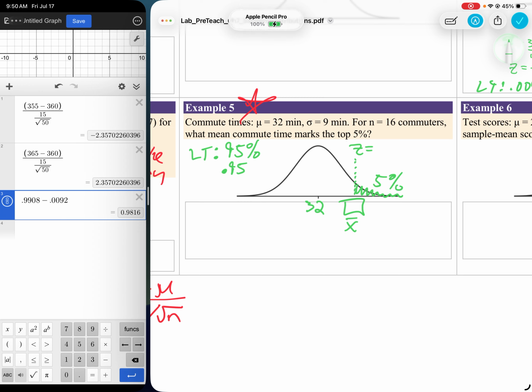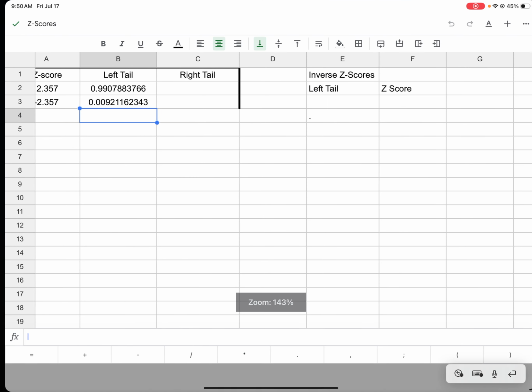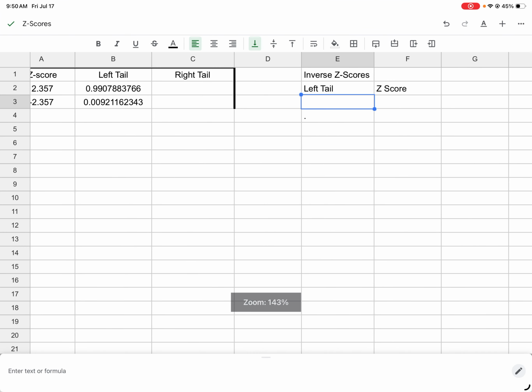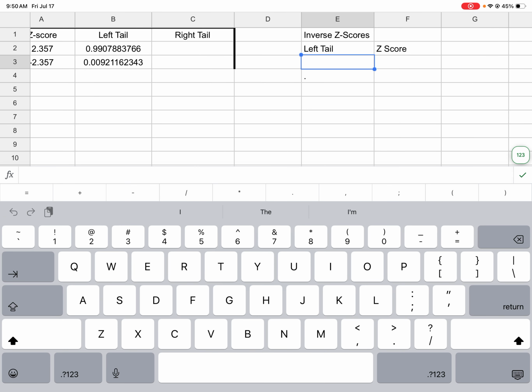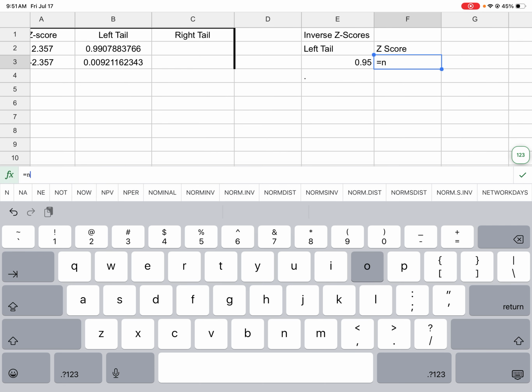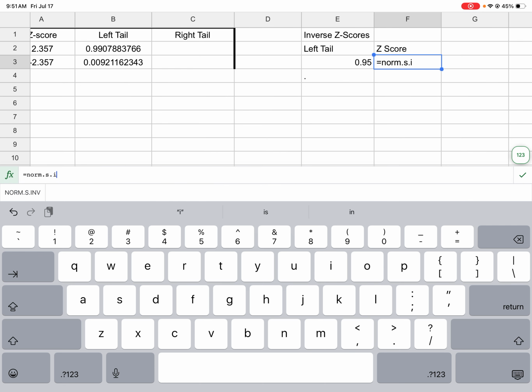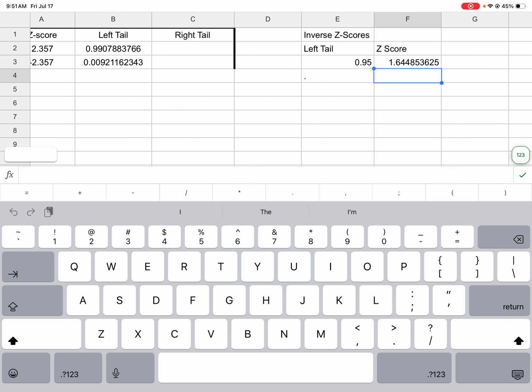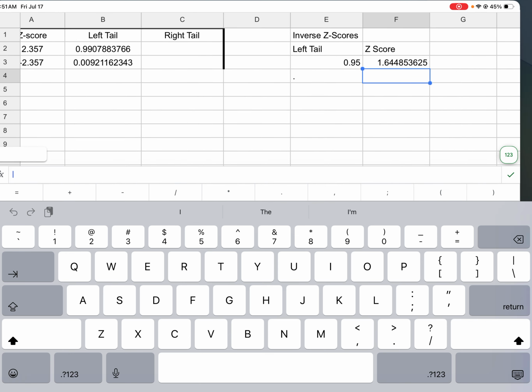So I'm going to go take that left tail probability of 0.95. And I'm going to put this here so I don't forget it, 0.95. That's the left tail that I want. And now we'll get the z-score equals norm.s.inv. And now I'm going to click on the left tail. And we will see 1.6449.